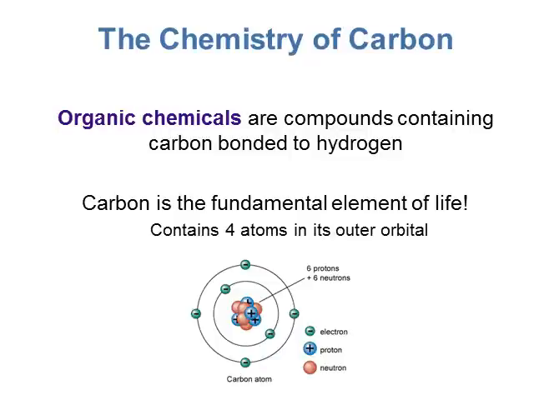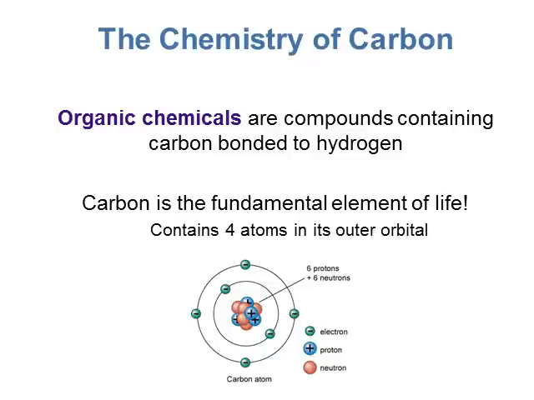Organic molecules are just compounds that contain carbon bonded to hydrogen atoms. Carbon is the fundamental element of life. If you look on the periodic table, carbon has an atomic number of 6, which means it has 6 protons. It also has an atomic mass of 12.01. We're just going to go with atomic mass of 12. So this means that you have 6 protons and 6 neutrons, so that gives you atomic mass of 12. And you also are going to have 6 electrons.